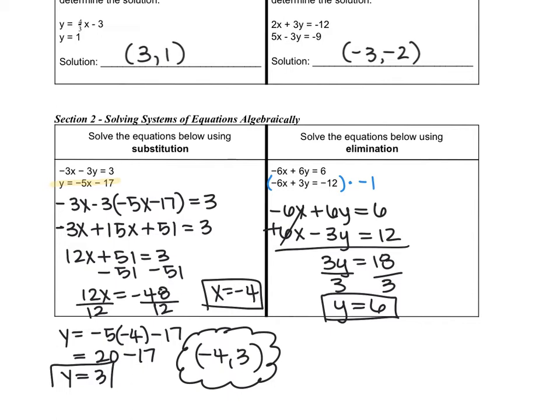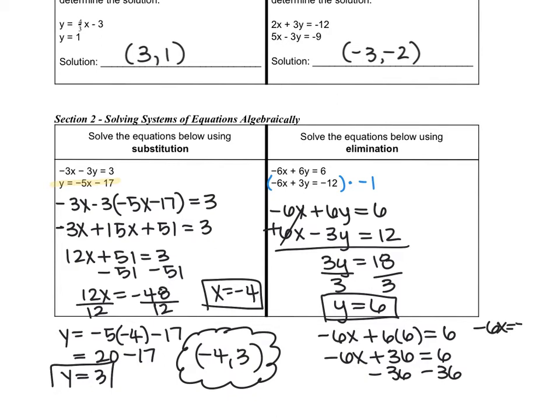Okay. Now that I know what y is, I'm going to plug it into one of the original two equations to solve for x. I'm going to plug it into the first equation just because there are less negatives. So we're going to have -6x plus 6 times 6 equals 6. So we get -6x plus 36 equals 6. Subtract 36 from both sides, and we get -6x equals -30.